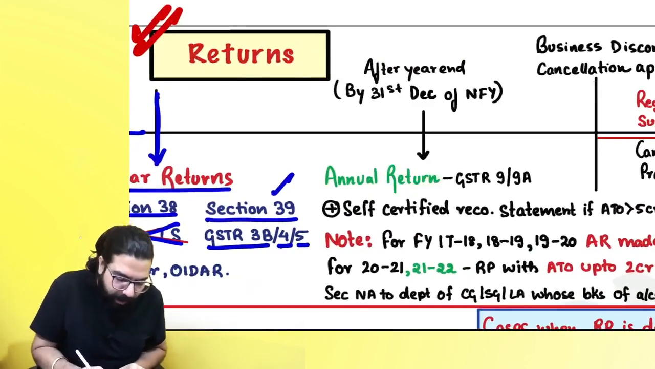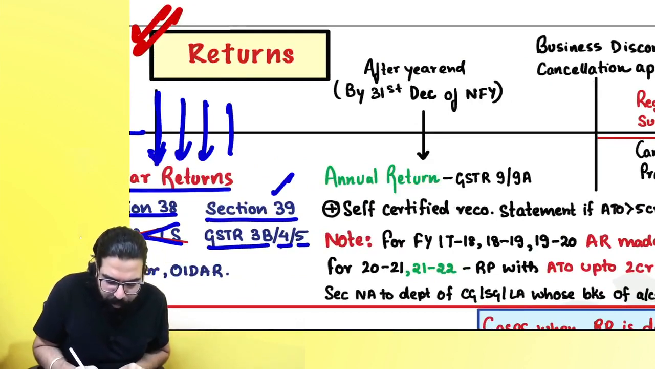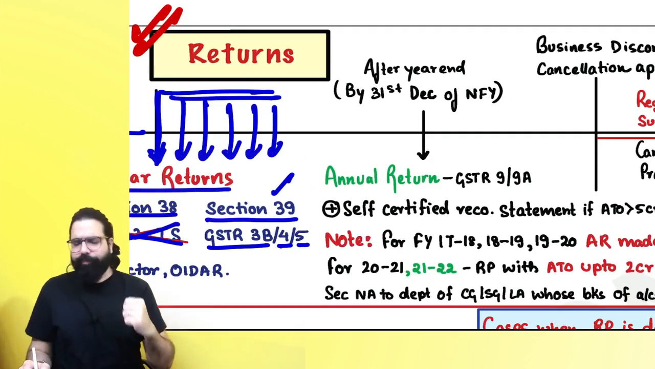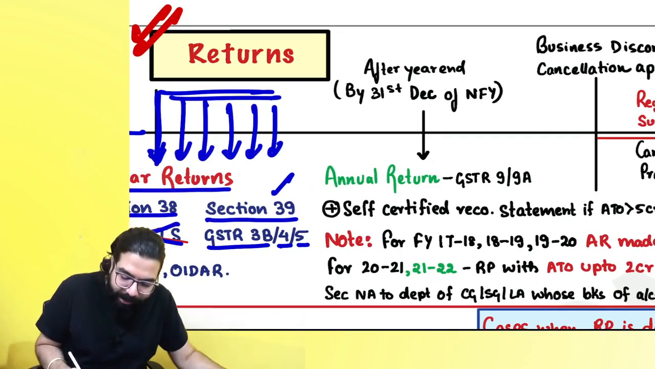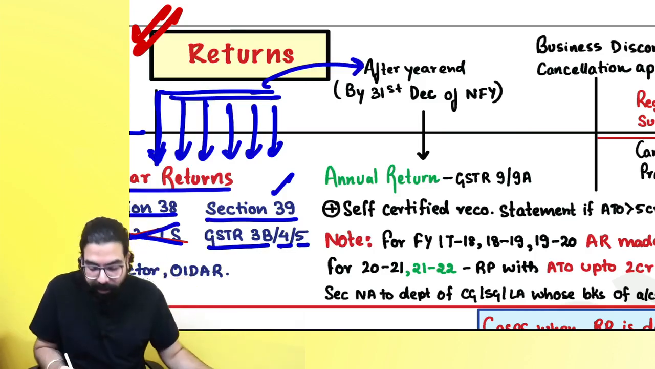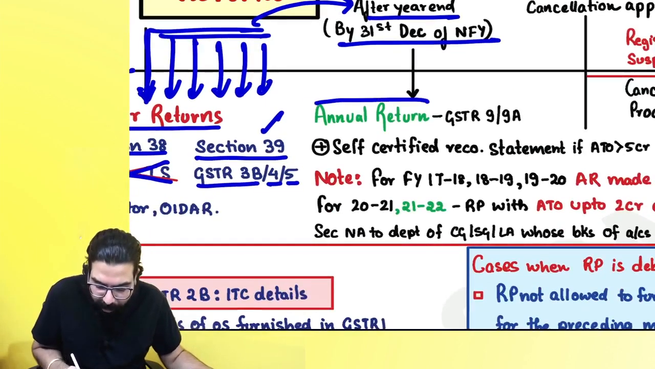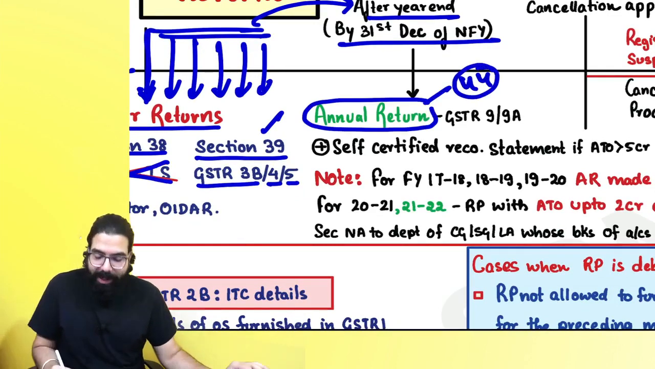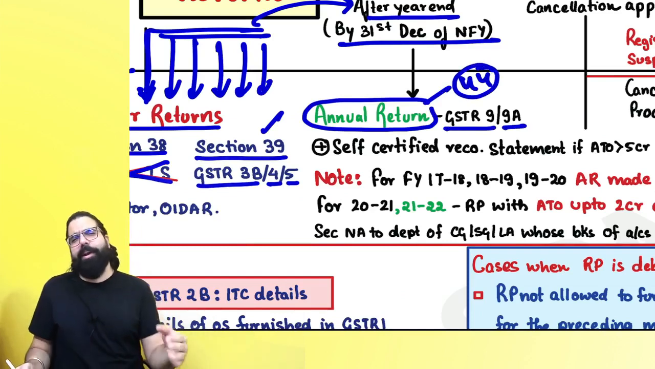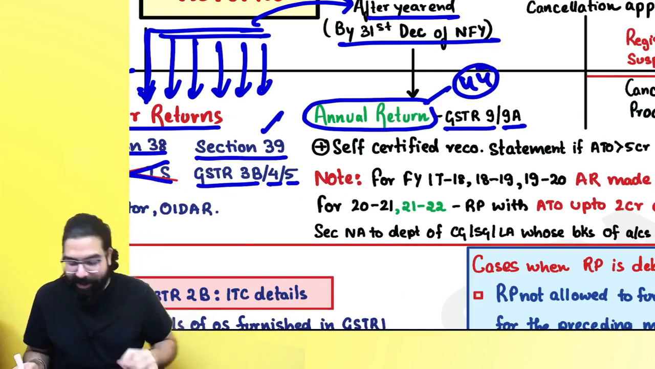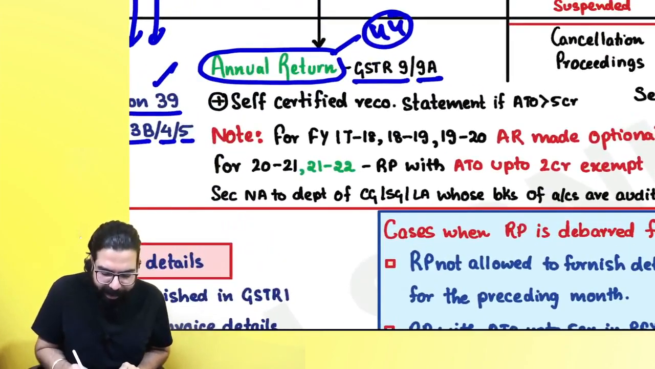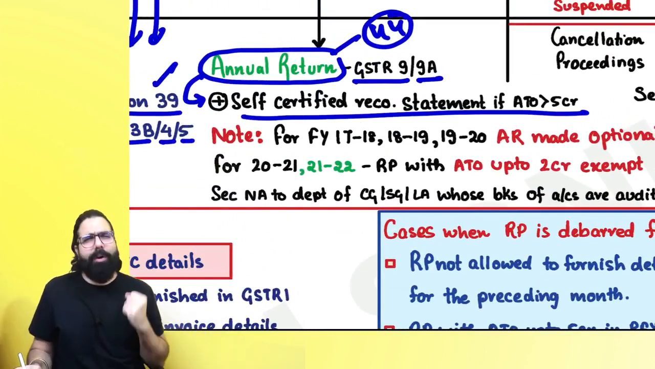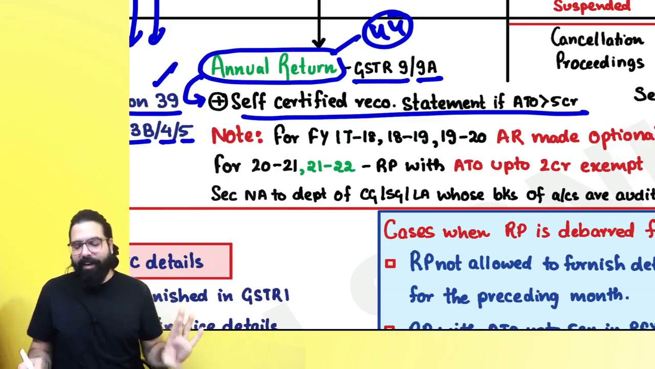Now you kept filing your regular return every month. For the full year, once you file your regular returns every month, after that, once the year gets over, by the next year's 31st December, you are required to file something called the annual return. Remember, the annual return concept is section 44, and the annual return is GSTR 9, and for composition dealers it is GSTR 9A. Along with that, if your aggregate turnover is more than 5 crore, you have to give a self-certified reconciliation statement.